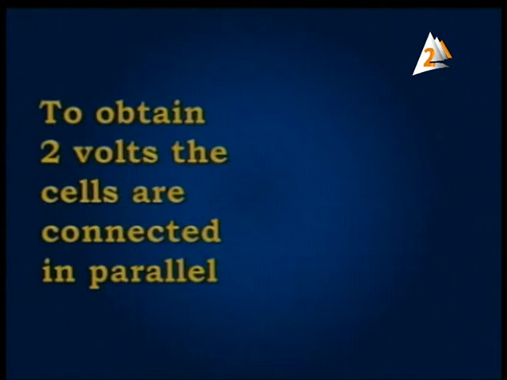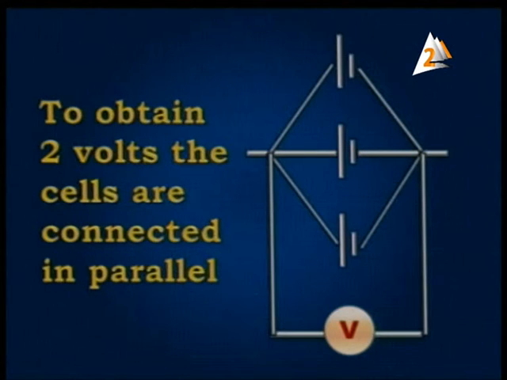To obtain 2 volts, the cells are connected in parallel. So this is parallel connection. If I have 10 batteries, or 20 batteries in parallel connection, the same voltage is found here. So the same current intensity? No, it is the same voltage. All of them are 2 volt. So the total is 2 volt. Why? Because they are connected in parallel.